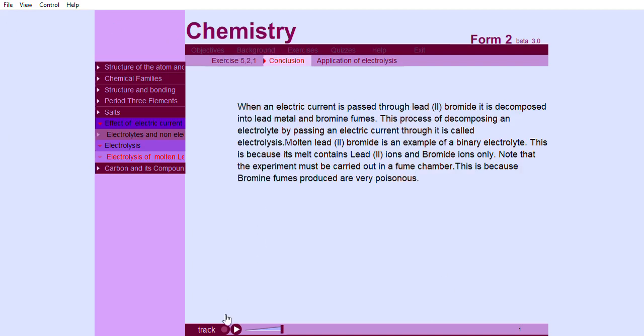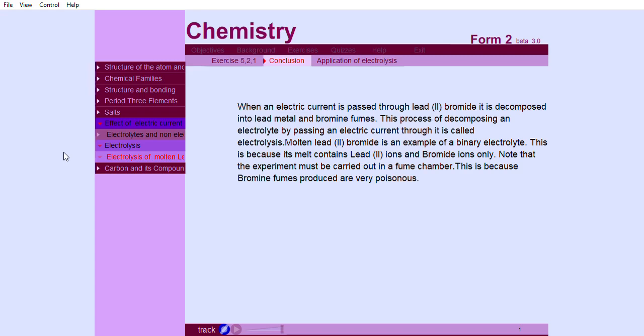When an electric current is passed through lead-2 bromide, it is decomposed into lead metal and bromine fumes. This process of decomposing an electrolyte by passing an electric current through it is called electrolysis.